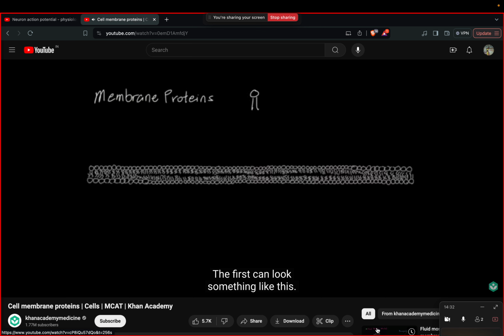Now, there's 2 major types of proteins in the cell membrane. The first can look something like this. And this can appear anywhere in the cell membrane, and there are usually quite a few of these throughout the entire cell. So this is what we call an integral protein. You'll notice that it's called an integral protein because you can think of it like it's integrated throughout the entire membrane.